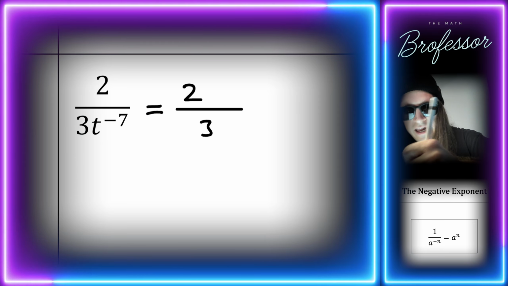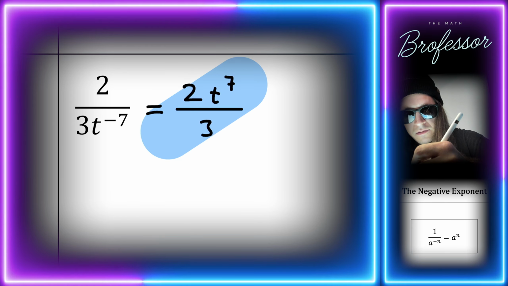So that t to the -7 comes to the top and becomes t to the +7. Just like that. That's it.